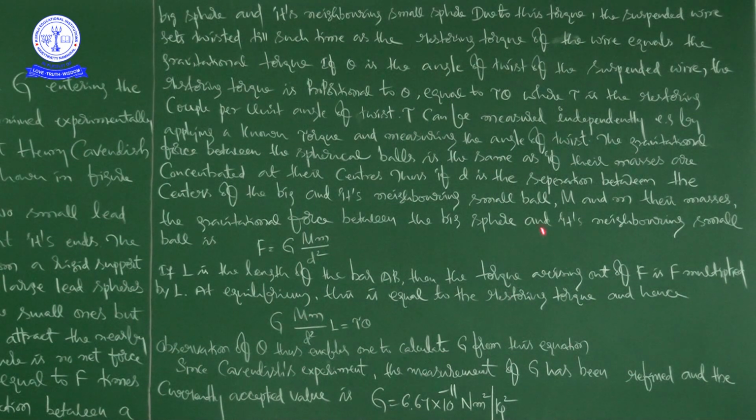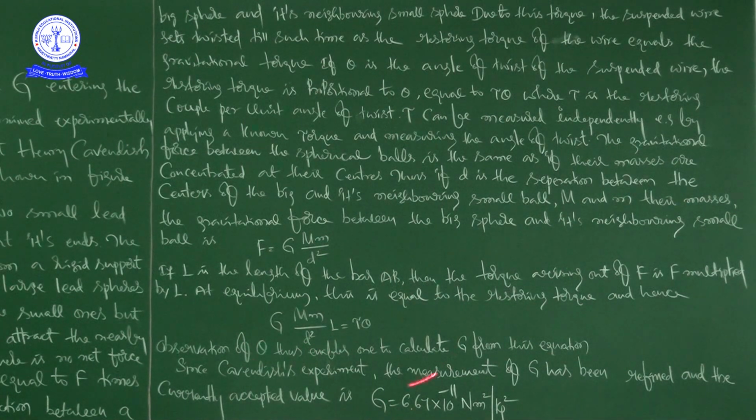So how can we calculate? See this. Since the Cavendish experiment, the measurement of capital G has been refined, and the currently accepted value is.